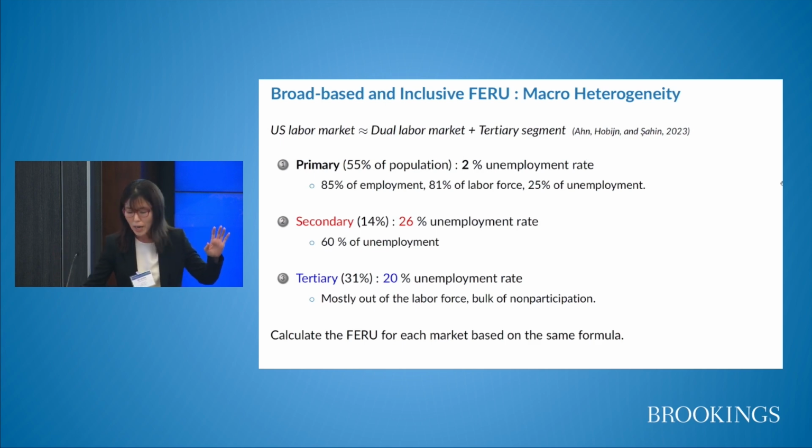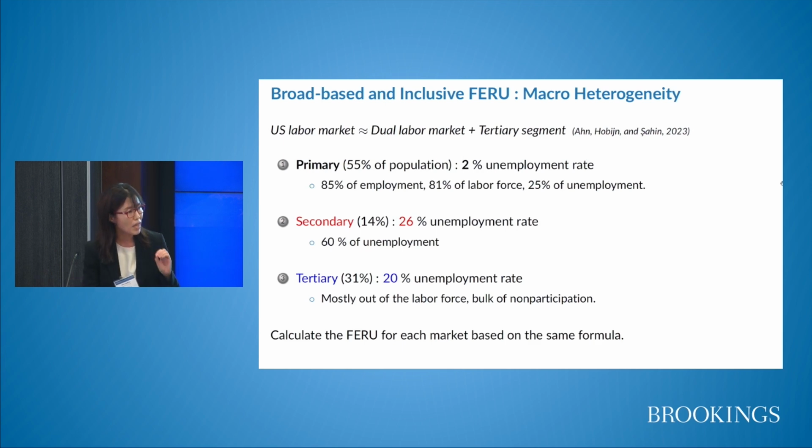Okay? The primary segment constitutes 55% of the civilian population and has an unemployment rate of only 2%, very low. The secondary segment, composing 14% of the population, has an unemployment rate of 26% on average. And this small segment accounts for 60% of the unemployment pool on average. The tertiary segment, composing 31% of the population, is mostly out of the labor force. But when they enter the labor force, they experience an unemployment rate of 20%.